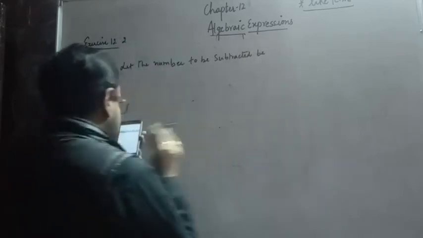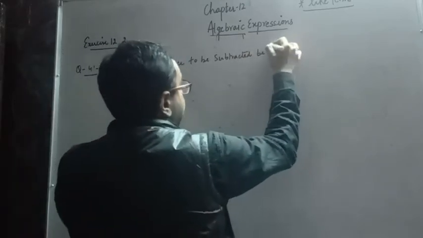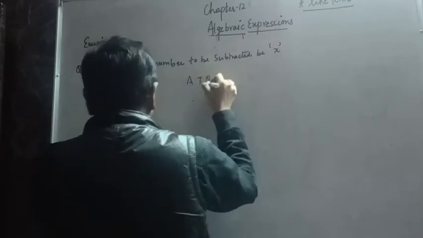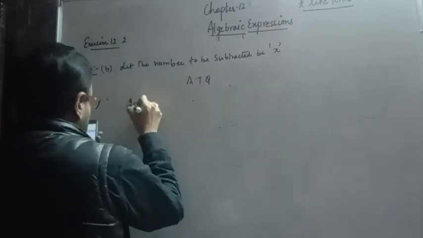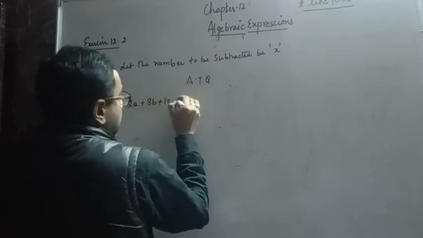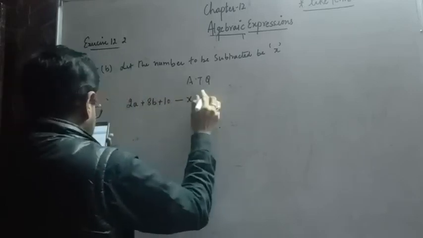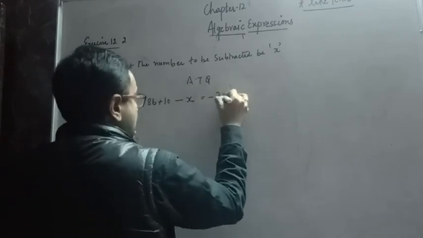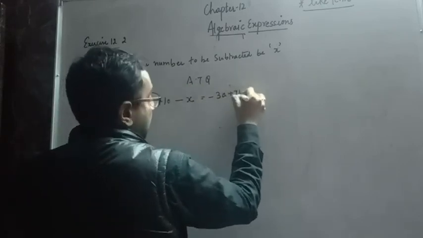Since A and B are given, I will be taking X. According to our question, what should be subtracted from 2A minus 8B plus 10 to get minus 3A minus 7B plus 16? Now observe how to do this question.